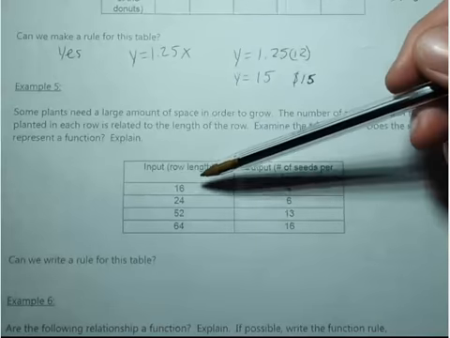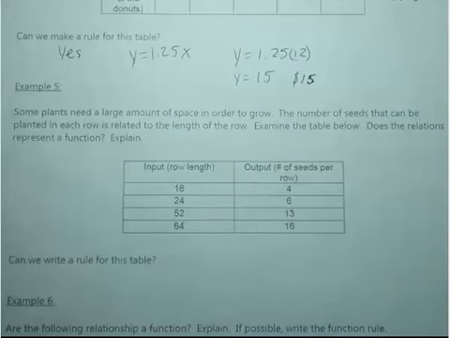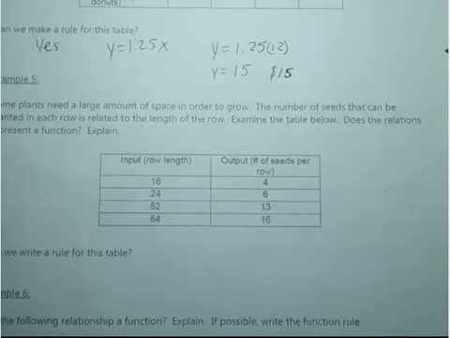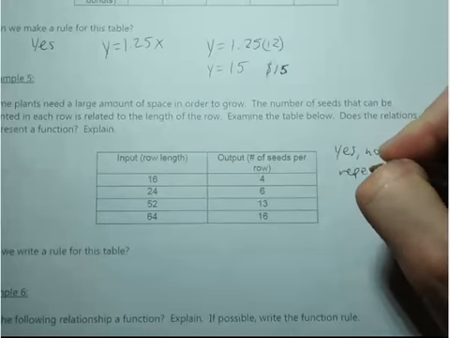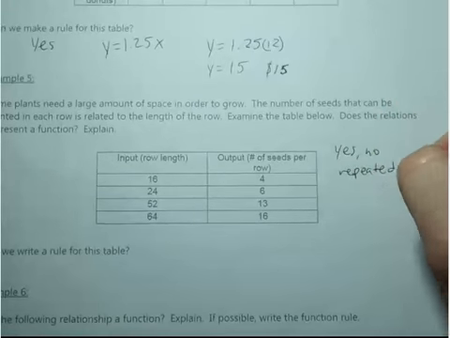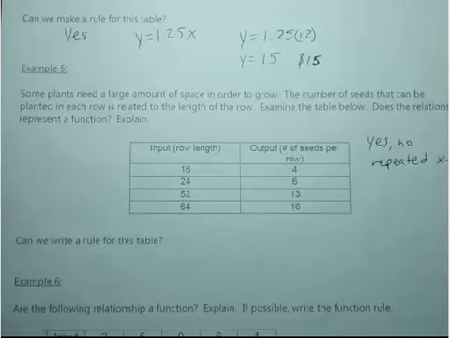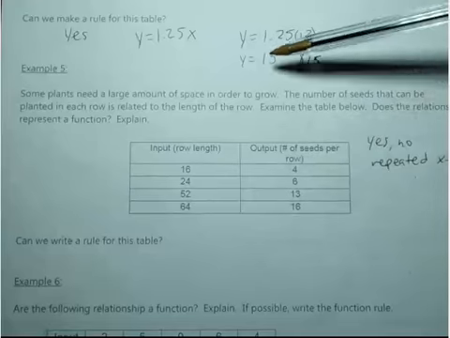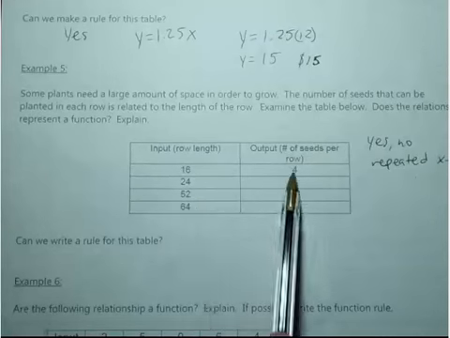So we're looking at our input. Are all these x values different? And it's pretty obvious that yes, this is a function. There's no repeated x values. So if it's a function, we can write a rule for this table. We're going to do the same kind of thinking we did up top in example 4. We're going to look at the input and how it relates to the output.